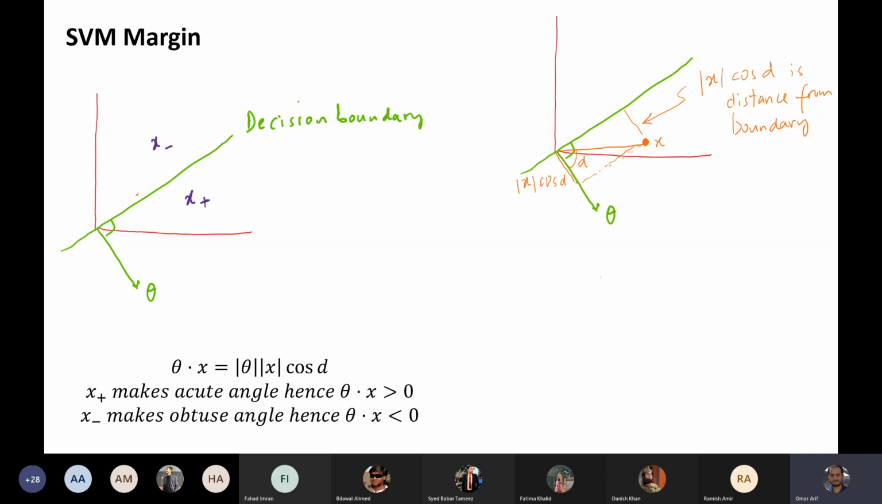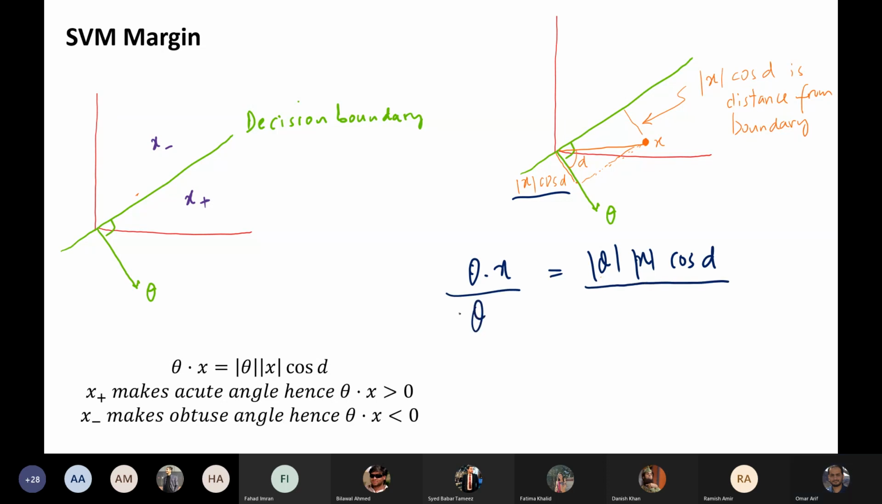Anyway, this is the distance. So theta dot x is basically giving you the magnitude of theta times the magnitude of x times cos of the angle between theta and x. But for the distance, you have to actually divide by the magnitude of theta. Okay, so this is basically the distance of a point from the decision boundary.